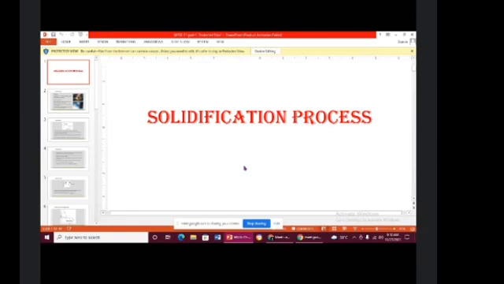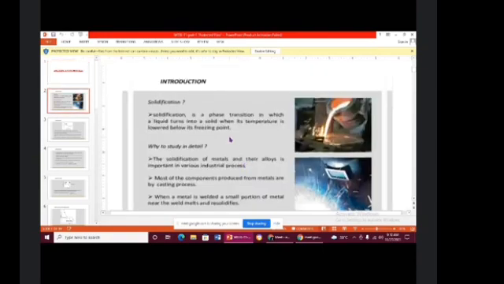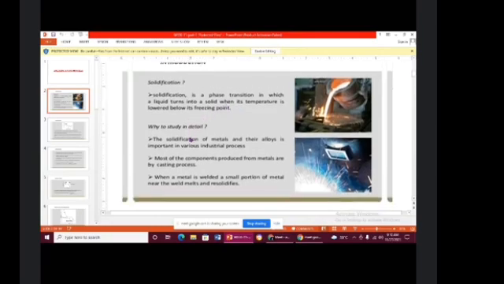Solidification process. So what is solidification? Solidification is a phase transition in which a liquid turns into a solid when its temperature is lowered below its freezing point. Why study it in detail? The solidification of metals and their alloys is important in various industrial processes. Most of the components produced from metals are made by casting. When a metal is welded, a small portion of metal near the weld melts and resolidifies.